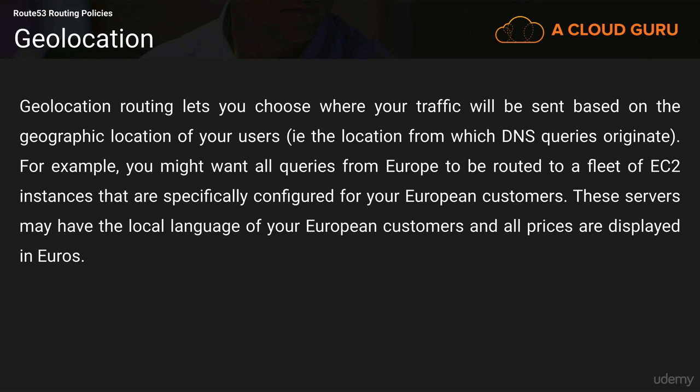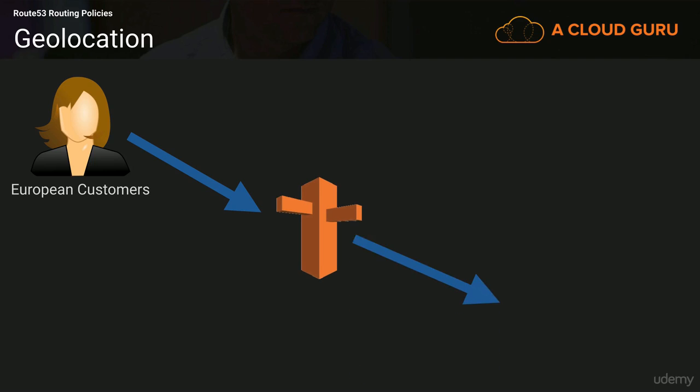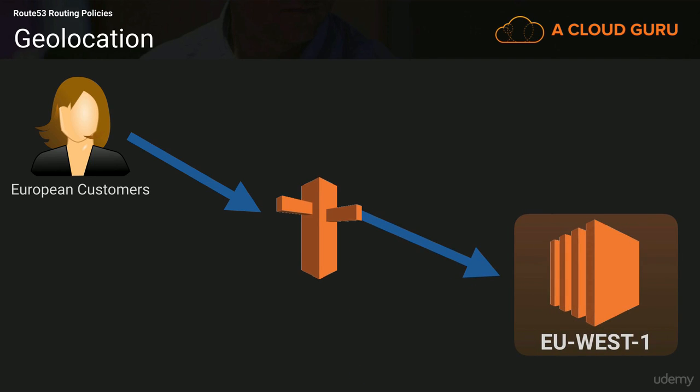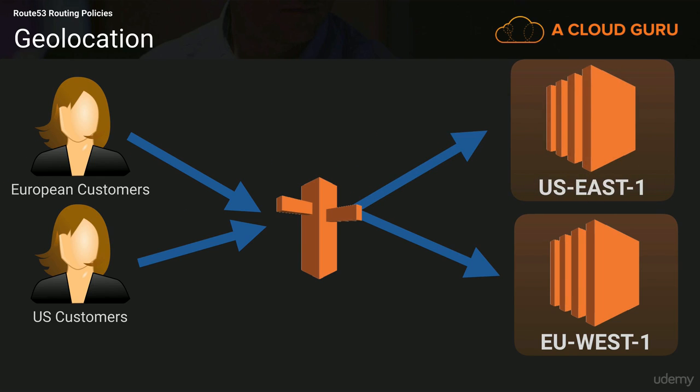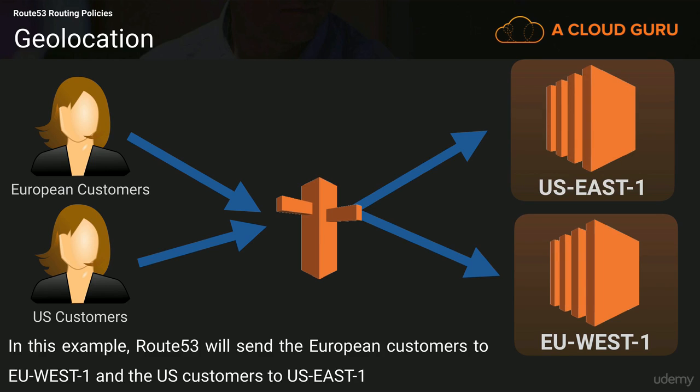So for example, you might want all queries from Europe to be routed to a fleet of EC2 instances that are specifically configured for your European customers. These servers might have the local languages of your European customers installed on them, and all the prices are displayed in euros. So we've got our European customers, and they're making a request. It goes to Route 53, and that is then going to route our European customers to our EC2 European fleet. And then our US customers connect into Route 53, and that's going to go over to our US EC2 fleet.